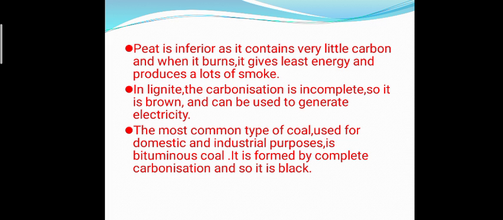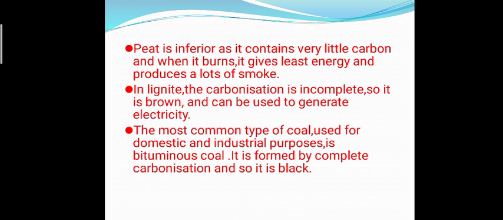Now, peat is inferior as it contains very little carbon, and when it burns, it gives least energy and produces a lot of smoke. Students, in the previous block we discussed about the fuels, and we saw that if the percentage of carbon is more in the fuel, then it will have higher calorific value or it will produce more amount of heat energy. So same is the case in this coal. Peat is the variety of coal which consists less amount of carbon, therefore it is giving less energy and producing lot of smoke.